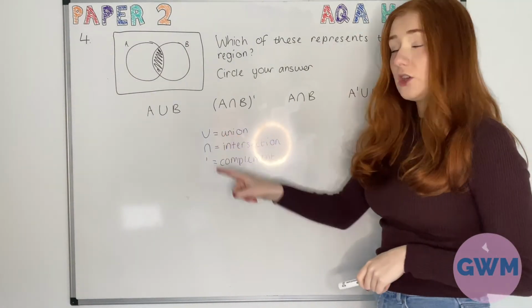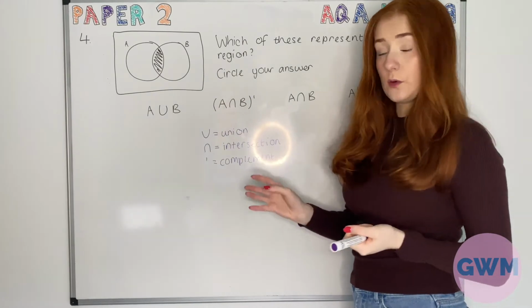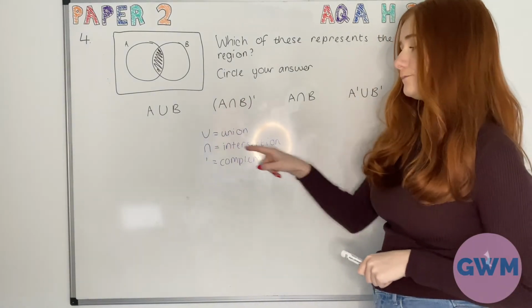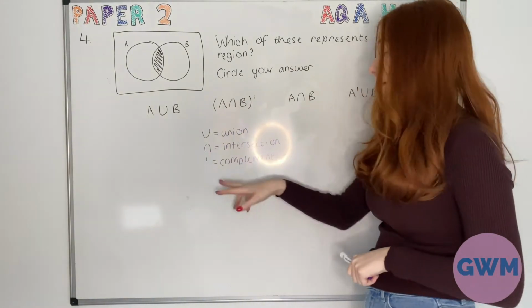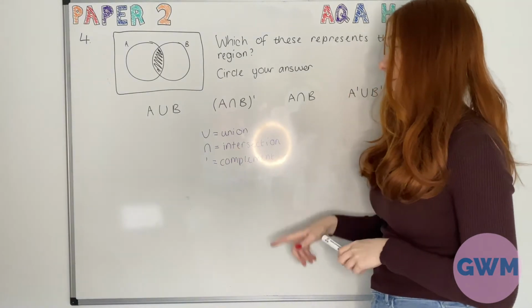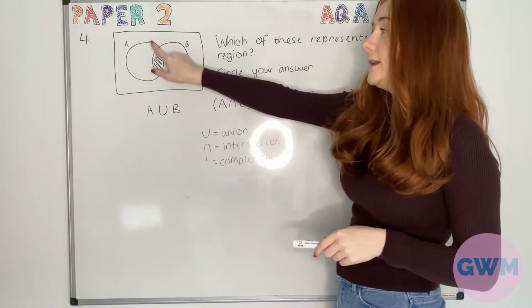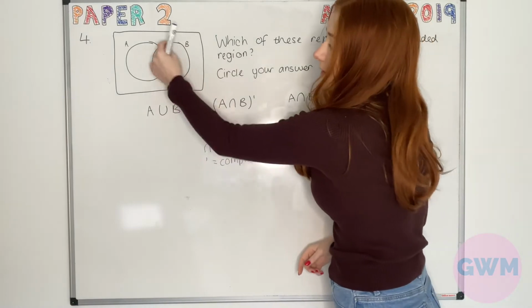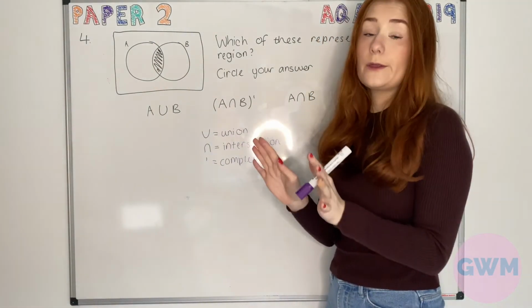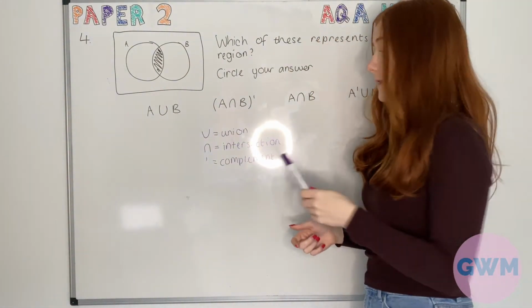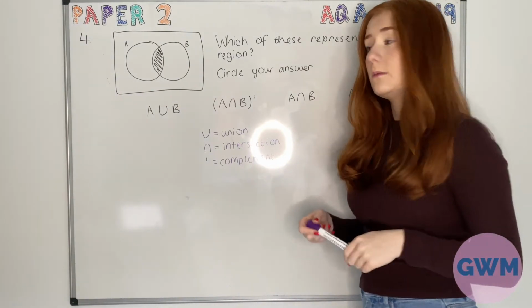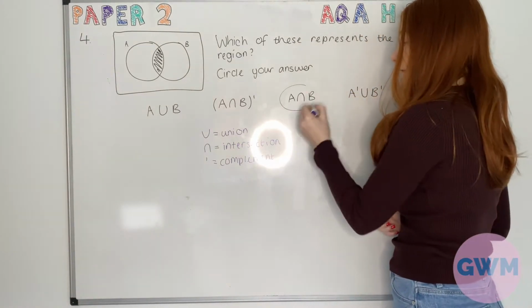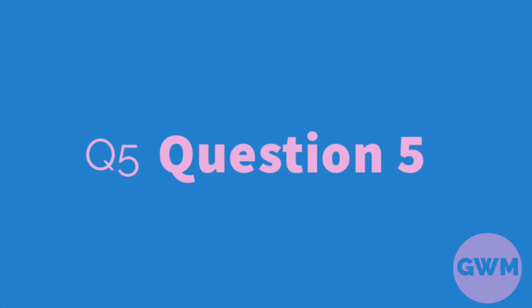The thing that looks a bit like a U is union, so remember U and U go together. Intersection is the thing that looks a bit like an N. And the thing that looks like an apostrophe is a complement. What we want here is the intersection between A and B, because that's the bit that intersects with each other and we only want that bit. So we're looking for the N between the A and B, which is one of our options. We circle that, that's the answer.